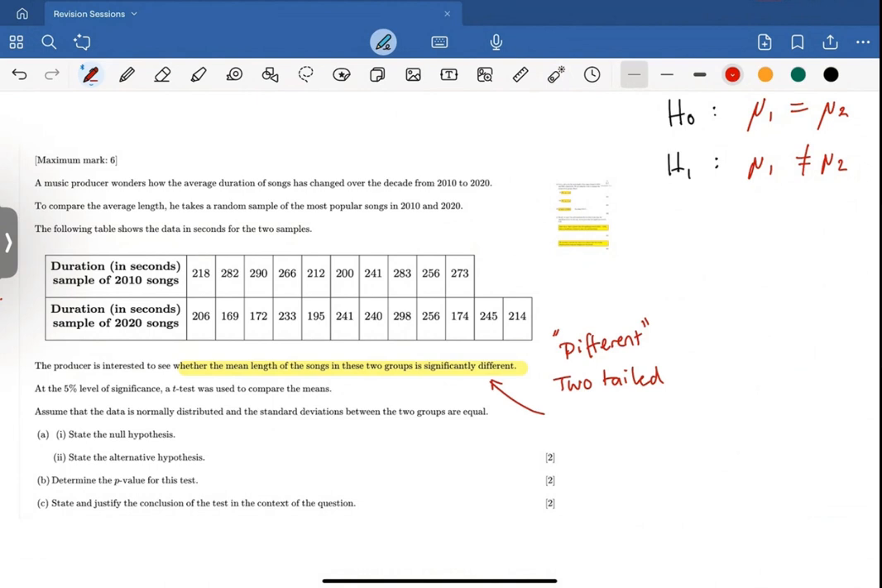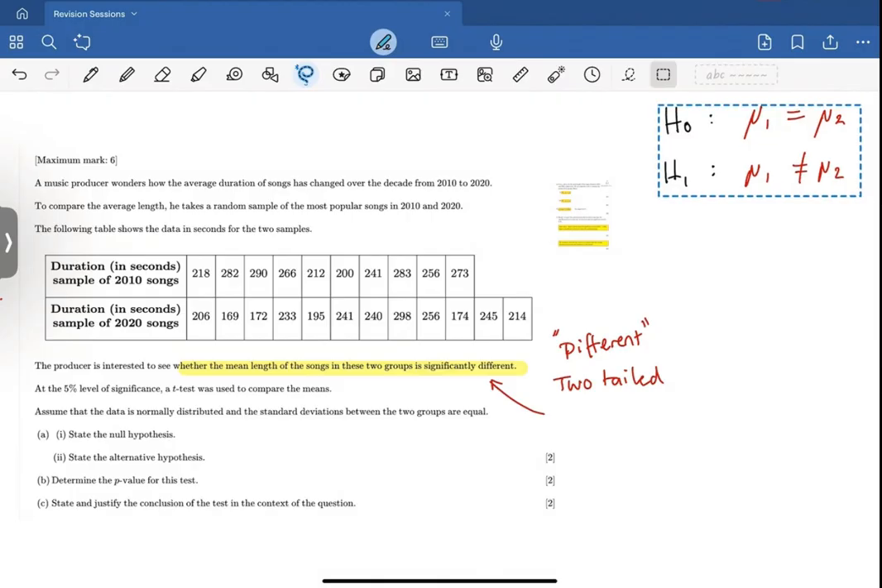Okay, so state the null hypothesis. We're doing this at the 5% level of significance. A t-test was used. I'm going to state the null hypothesis and the alternative, and that's going to be the same as what we've done up here. So I've already done that. The null hypothesis is that the means are the same, and the alternative is that they are different. So determine the p-value for this test.